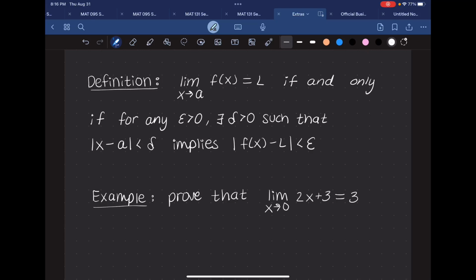Okay, so in this video, I'm going to be showing you guys how to prove that a limit exists and is equal to a certain number using the definition of the limit, the formal definition.